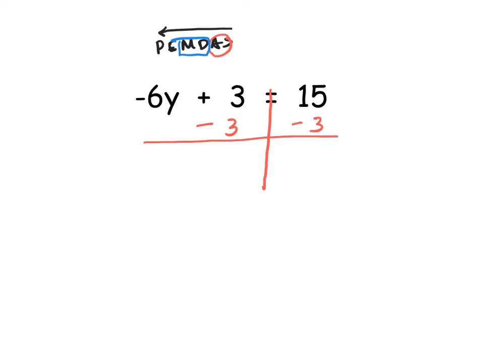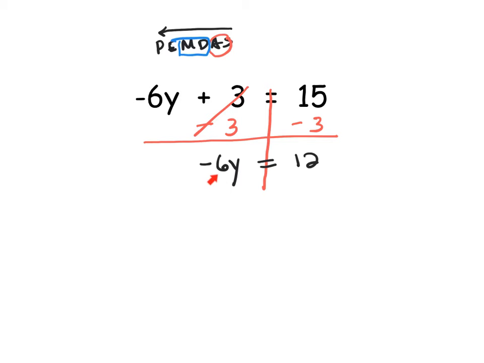Now I like to draw this bar just to divide my math. So this zeroes out or cancels out, but I have negative 6y left over. So I'm going to bring down negative 6y. I still have that negative 6 to deal with. And on this side, 15 minus 3 would be 12.